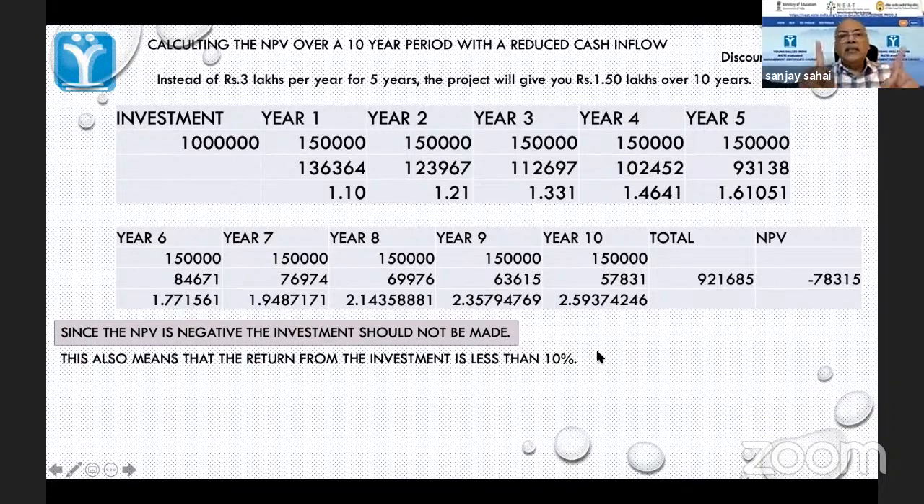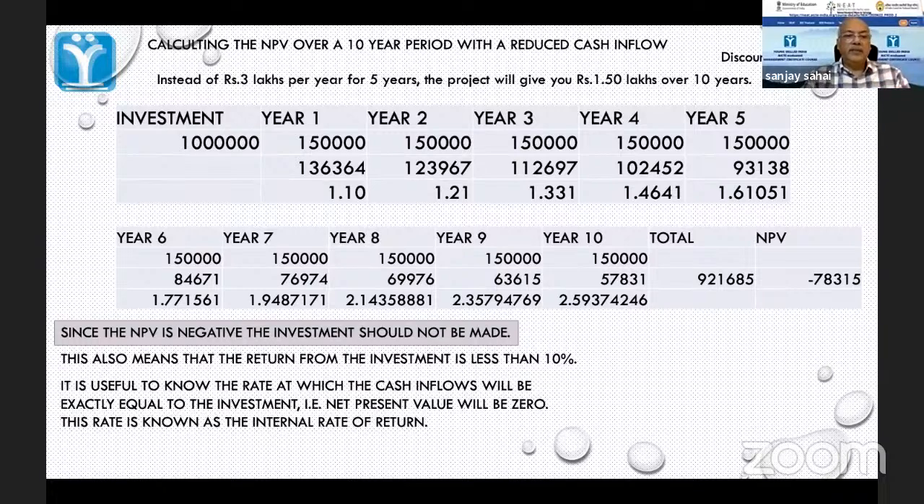So by changing the timing of the investment, we notice that the decision changes. When the same amount of money was received over a shorter period of time, it was possible for us to take a positive view about this investment. But the moment we begin to think of it as spread over a longer period of time, because of the present value concept which we are using, we can now easily see that this is not worth it if the amount I'm going to earn is going to come over a 10-year period. And it also means that the return from the investment is less than 10%.